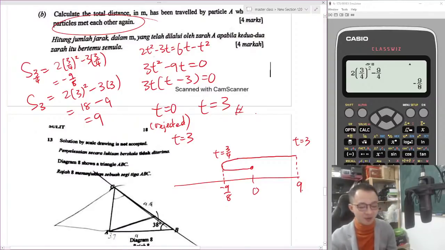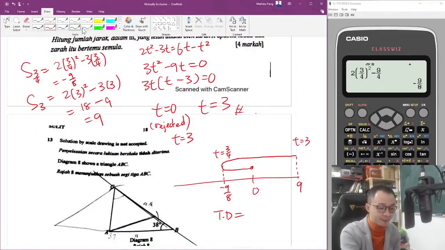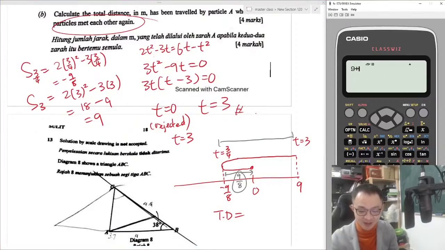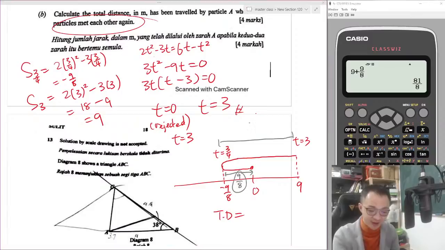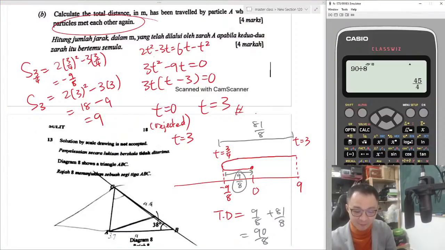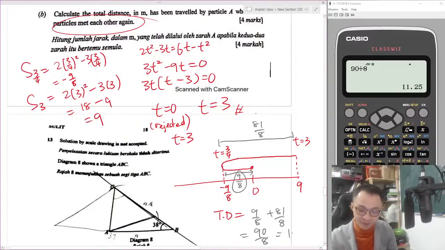Alright, now I want to find the total distance. It's very easy, right? The first distance here is basically 9 over 8. The second distance is slightly complicated because you want to add 0 and 9 over 8, so 0 plus 9 over 8, so here it is 81 over 8. So the total distance is 9 over 8 plus 81 over 8, which is 90 over 8. Then you just type it in the calculator. It is 11.25 meters. If anyone of you has the answer, please help me check whether the answer is correct or wrong.